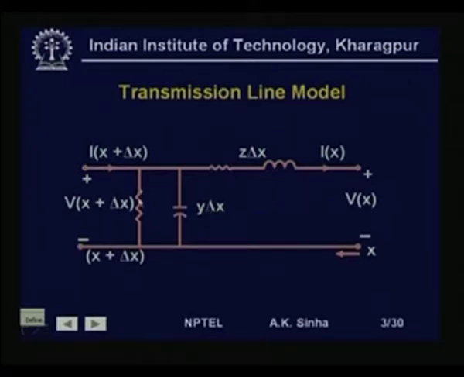Here I had also shown a conductance path for the line. Normally for a 60 hertz or 50 hertz line, the power frequency line, this conductance is negligible, and most of the time we neglect this conductance. So, we have resistance and inductance per unit length of the line. This forms the series impedance per unit length of the line, and we have the capacitance per unit length of the line, which forms the shunt admittance of the line.